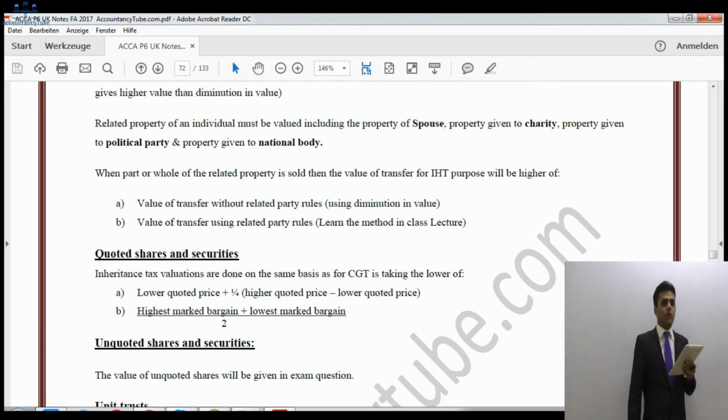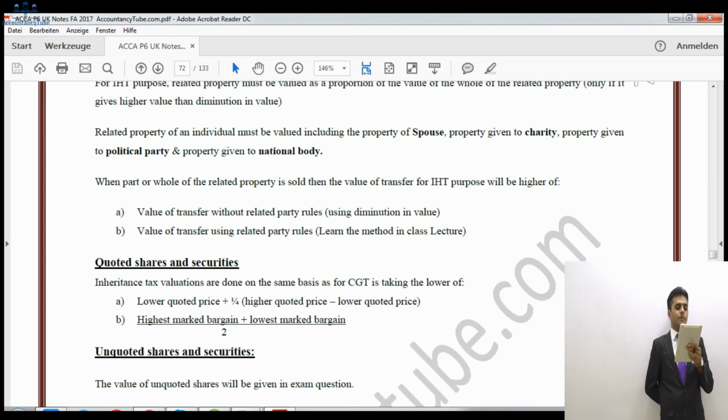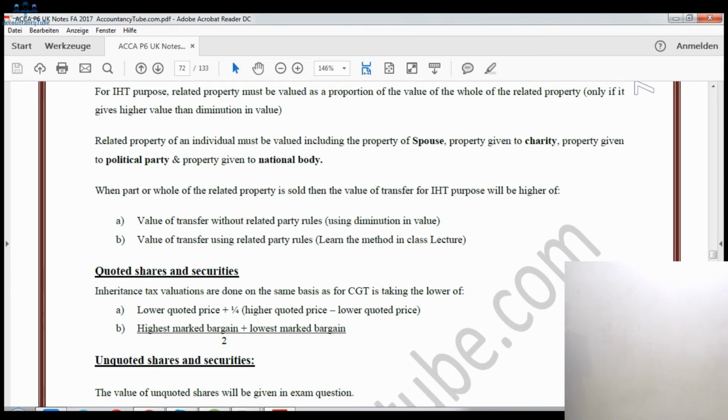It is exactly the same way as we do in capital gains tax, but there is a minor difference. In capital gains tax, we take the lower quoted price plus one half of the difference between the higher quoted price and the lower quoted price. Whereas in inheritance tax, we take 1/4 of the difference between the higher quoted price and the lower quoted price, and we add the lower quoted price to it.